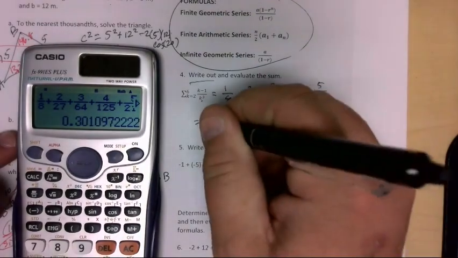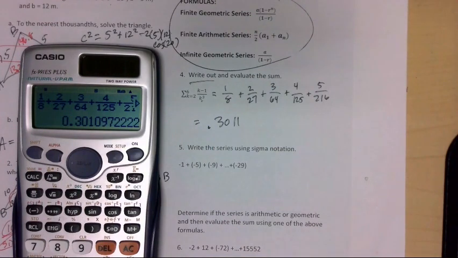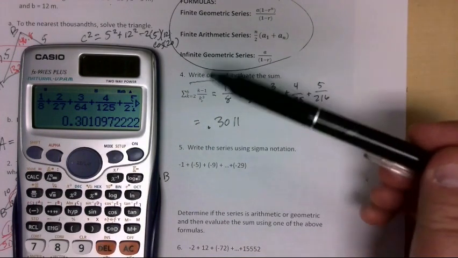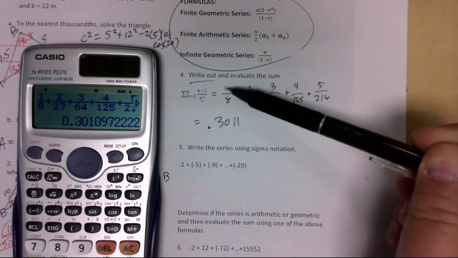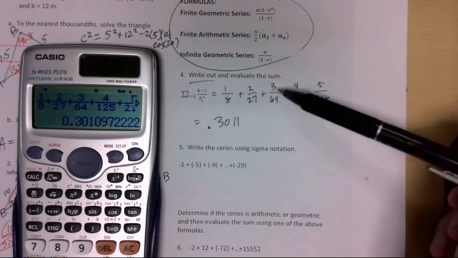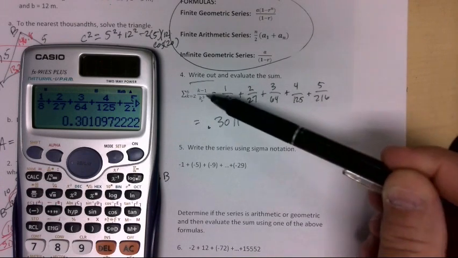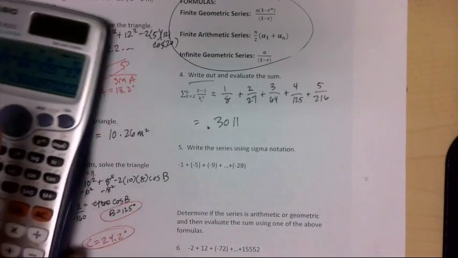and I get 0.3011. That's it. Cool. So you should remember that it tells you what number to start with. I started by putting a 2 in there, and then what number to stop with, 6. So I put in a 2, put in a 3, put in a 4, put in a 5, put in a 6 into this formula, and then add up all what you get. Okay, there you go.